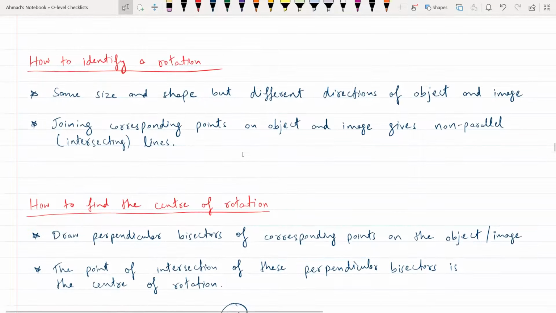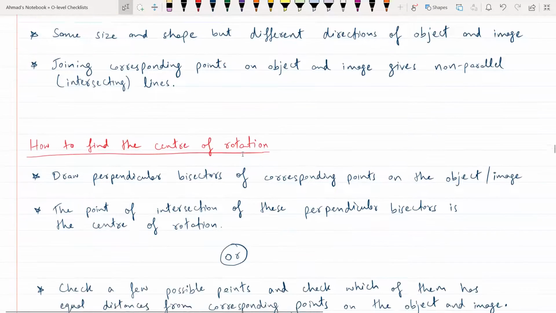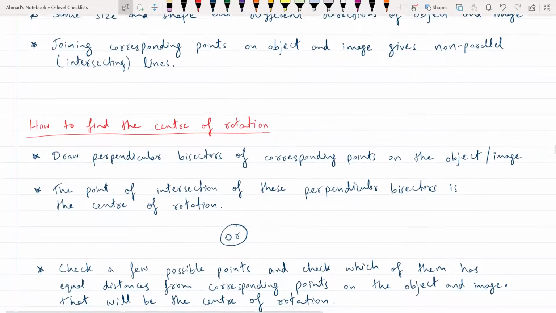How do you identify rotation now? Remember, इसके अंदर भी आपके size और shape same रहते हैं, they do not change. However, the direction is different. So how do you differentiate between a rotation and a reflection? आप corresponding points को join करते हो, जो result आना चाहिए वो non-parallel lines होनी चाहिए, वो parallel नहीं होनी चाहिए. ठीक है? Then if they are not parallel, that means it's a rotation.